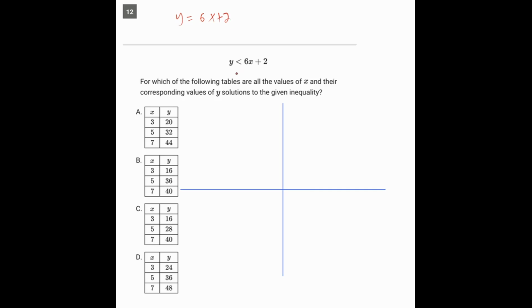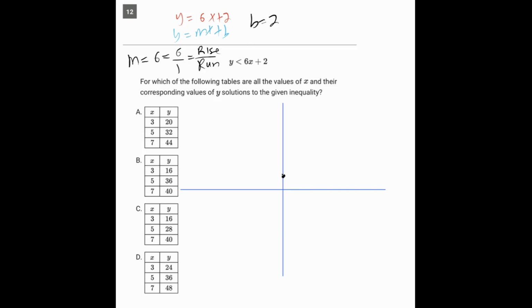And of course, less than and greater than are dashed lines. Less than or equal to, greater than or equal to are solid lines. So let's figure out y equals 6x plus 2. That's, of course, in mx plus b format. So our slope is 6, which is really 6 over 1, and that's our rise over run. So this thing is going to be going up 6 and over 1. And our y-intercept, our b, well, that's 2.